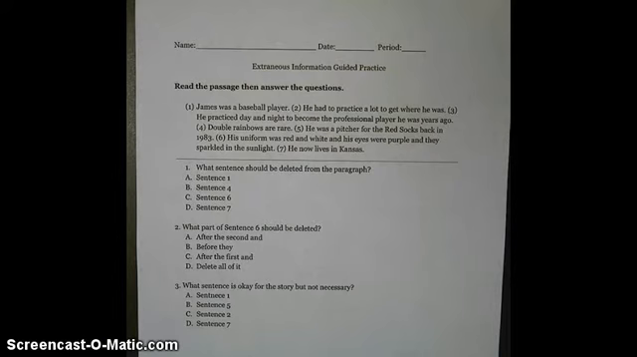Question 1. What sentence should be deleted from the paragraph? A. Sentence 1. B. Sentence 4. C. Sentence 6. Or D. Sentence 7. So now I'm going to give you some time to read the passage over again, each time without the sentence answer choice that you are looking at right now. So go ahead and do that now.